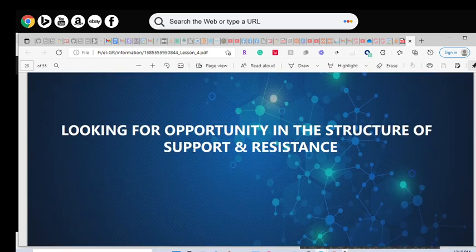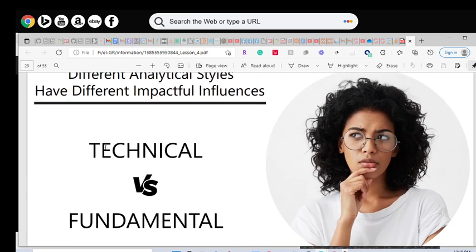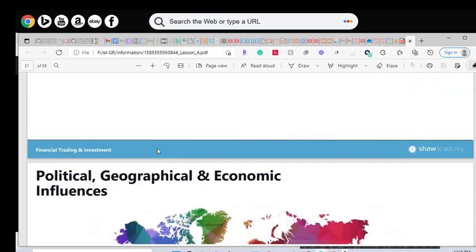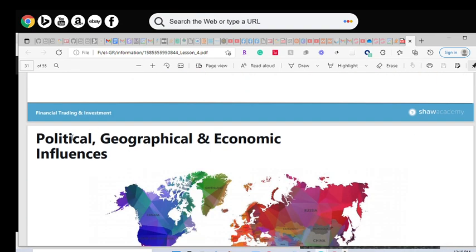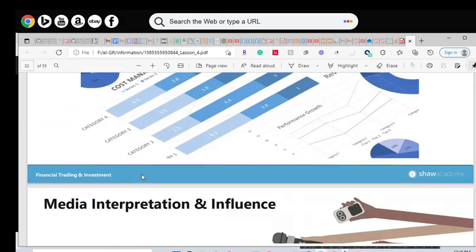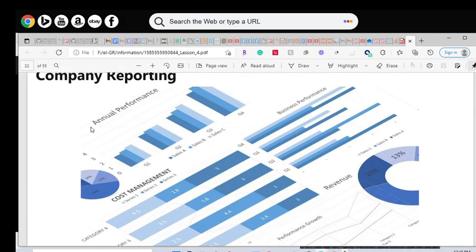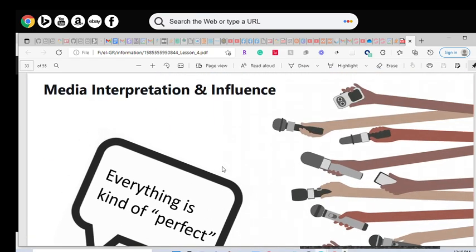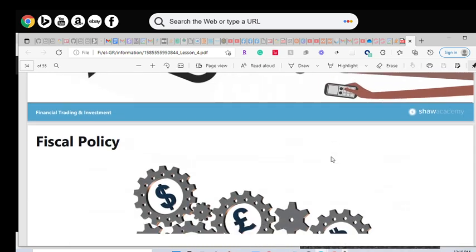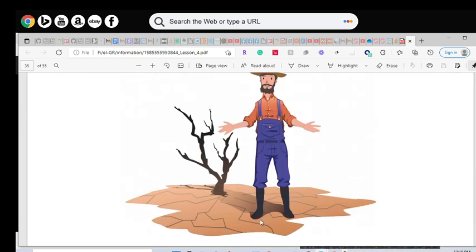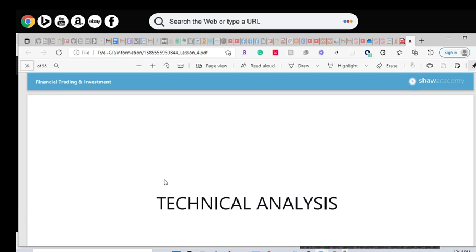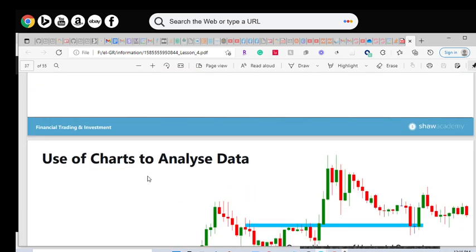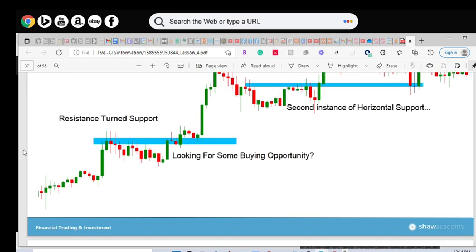For opportunity in the structure of support and resistance, there's the technical versus fundamental thing we talked about. Then you have political influences we talked about. We have company reporting, where you talk about cost management and business performance, media influences, fiscal policies, environmental factors. Use of charts to analyze data, resistance turning to support.